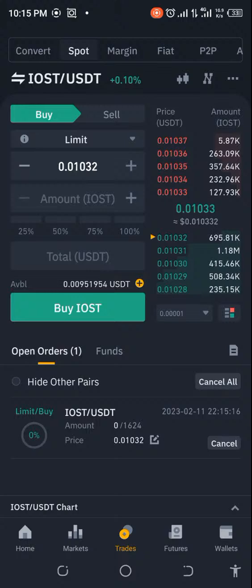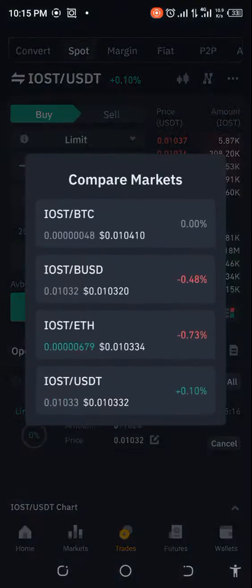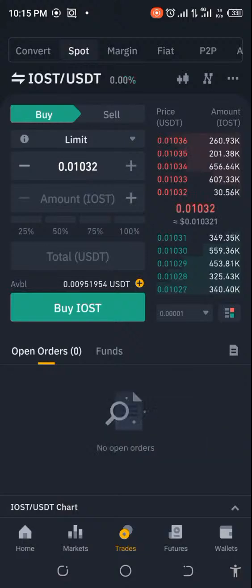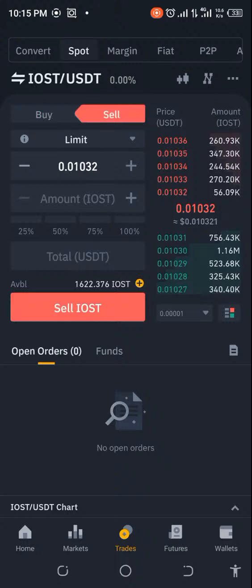That should be from IOST to BTC. Let's see how long this takes, and I'll be back to give you the results. See you soon. Oh, can you just imagine? Even before I could say see you soon, it has already been sold. So what do we have here? Everything is here.